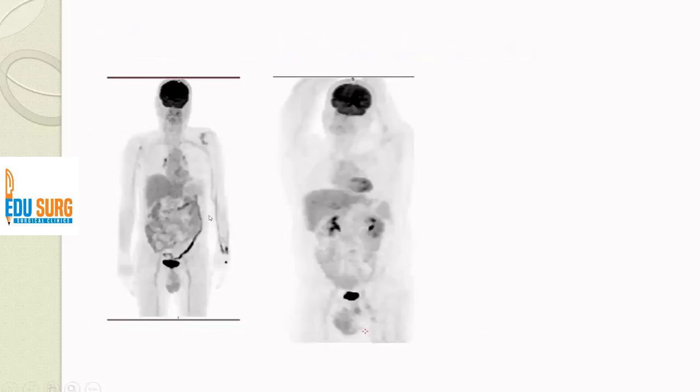Here you can see the patient on the left has all of this uptake in the colon. This uptake is metformin induced. You can also see a little bit of uptake in the small bowel. Here, after stopping metformin, the bowel activity has disappeared.